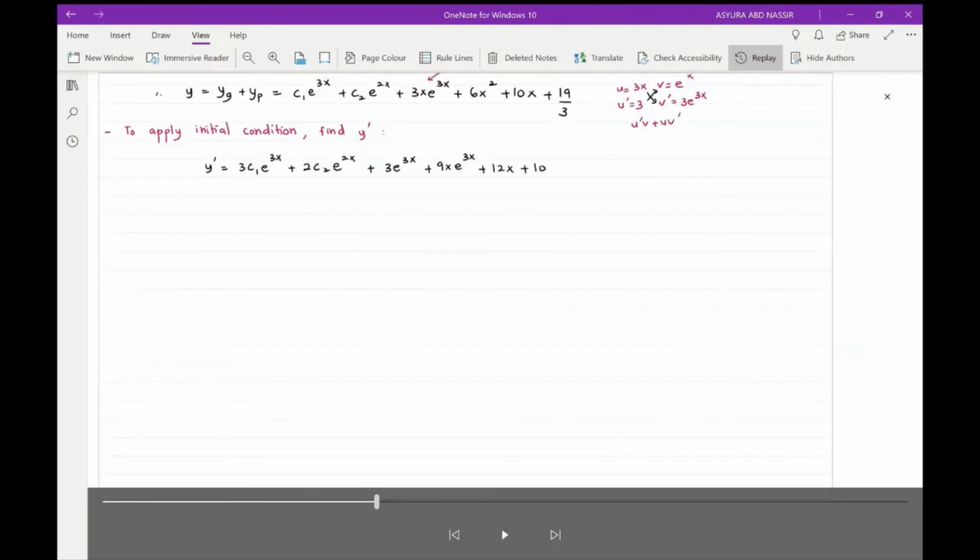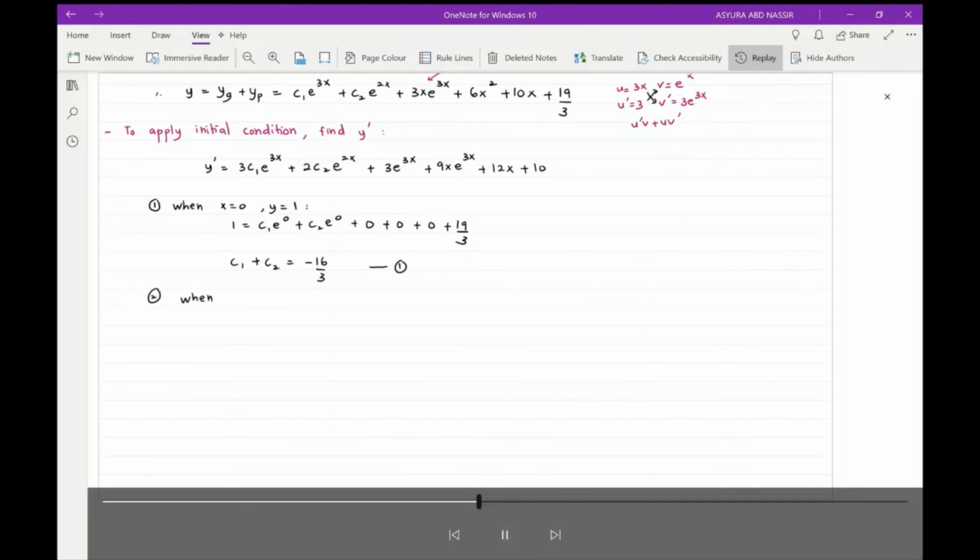Okay, continue. Next step is apply the initial condition. So the first condition we have: when x equals 0, your y is 1. Substitute in y, then we will get the first equation, that is c1 plus c2 equals negative 16 over 3. So this is your first equation. Second condition, when x equals 0, your y prime equals 3. Make sure please substitute in your y prime. Then you will get the second equation, 3c1 plus 2c2 equals negative 10.